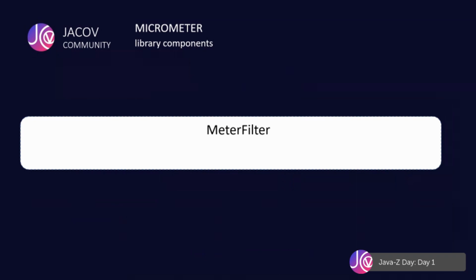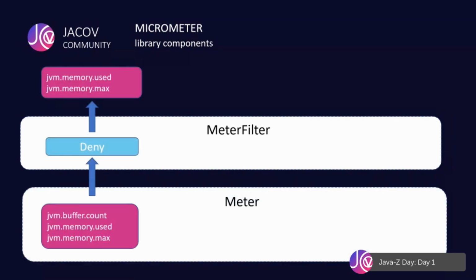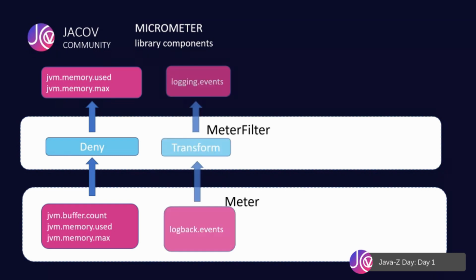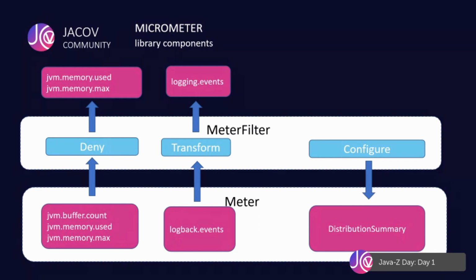Each registry can be configured with meter filters, which serve three basic functions. We can deny or accept meters from being registered, or we can transform a meter by changing a name, or we can add tags, change a description or base unit. And finally, we can configure distribution statistics for some meter types.